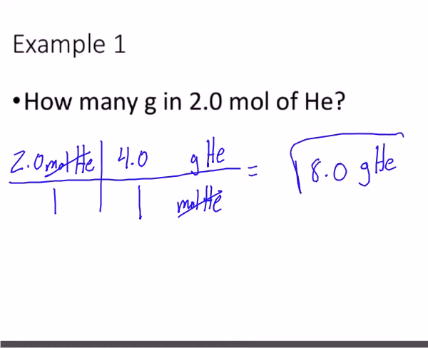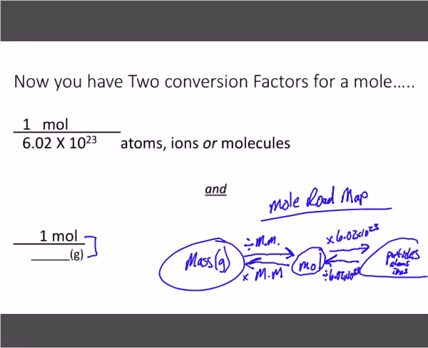So if I have 2 moles of helium, I can measure out 8 grams of helium, and I know I have exactly 2 moles. Okay? So that is exactly what we did. Even though it doesn't look like it, we just multiplied to get to where we wanted to.